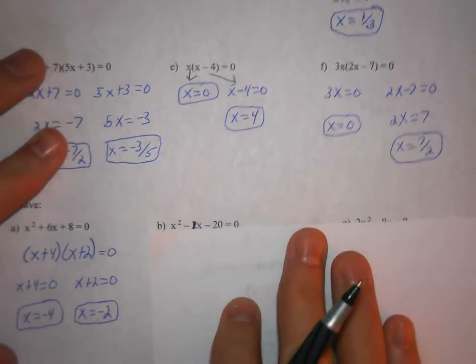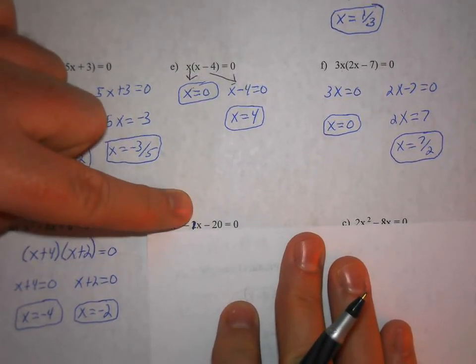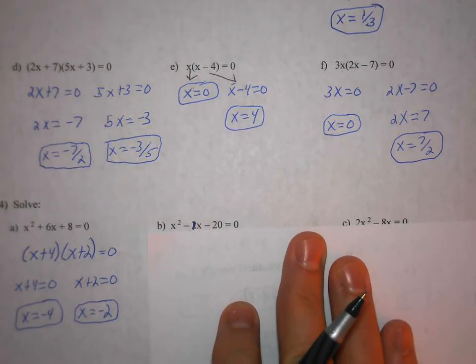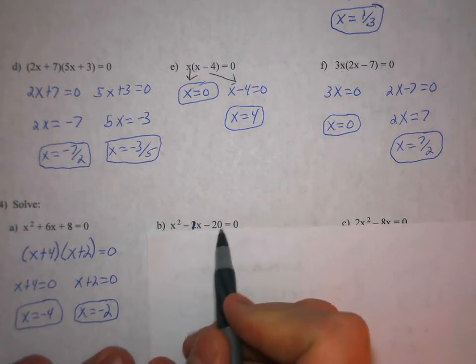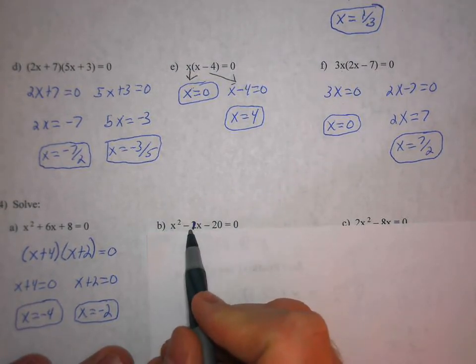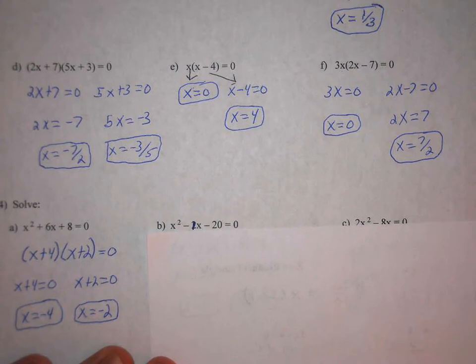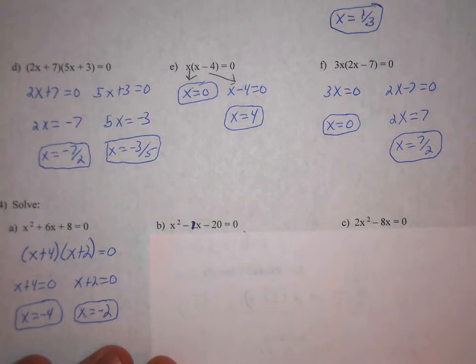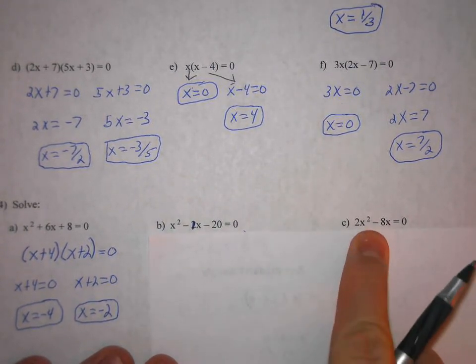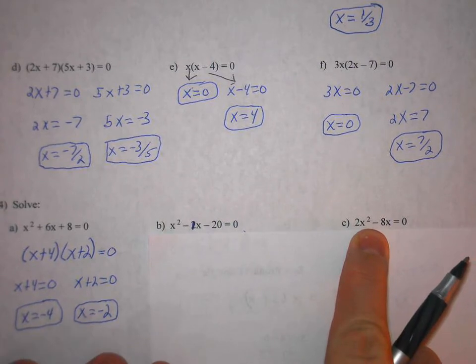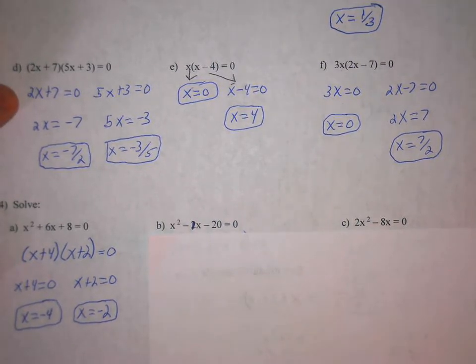Okay, in part B, we have x squared minus 1x minus 20 equals 0. So now does anything multiply to negative 20 and add to negative 1? Okay, so you can try that and see what you get. And then also try part C, and I'll put the answers up. So pause the video.